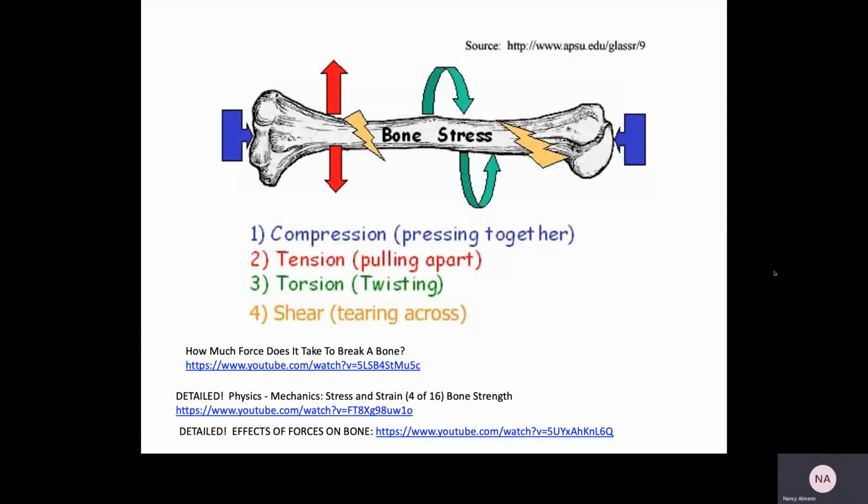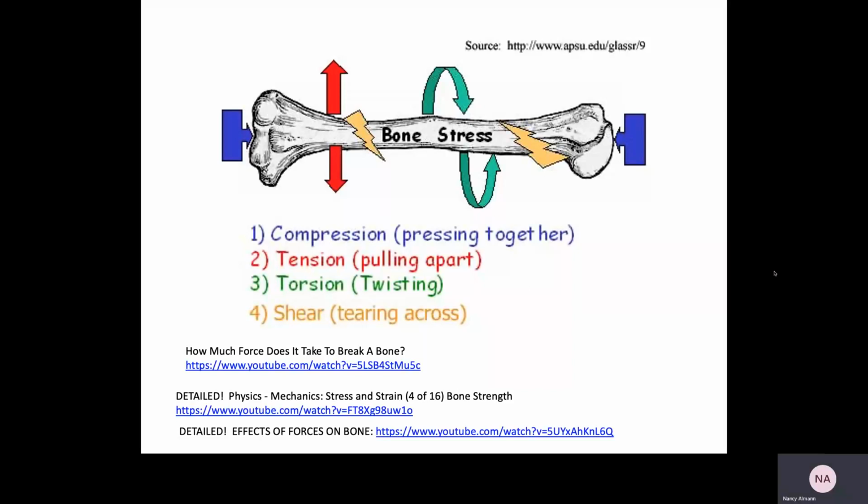So this is actually pretty interesting. And before we end this section, we're going to talk a tiny little bit about this. The two videos that are listed at the bottom of this slide are quite detailed, but very interesting and worth a watch. How much force does it take to break a bone is also quite interesting, and I would definitely watch that. The amount of stress that bones undergo is tremendous.